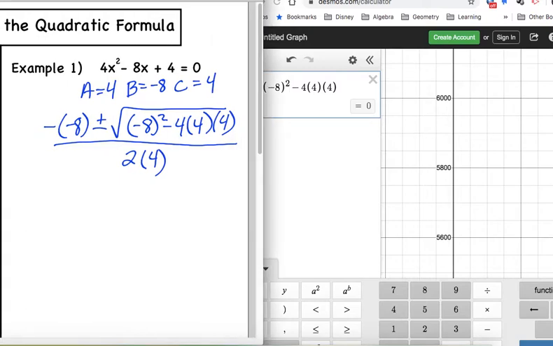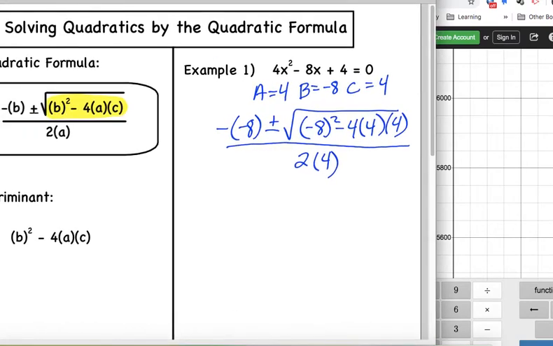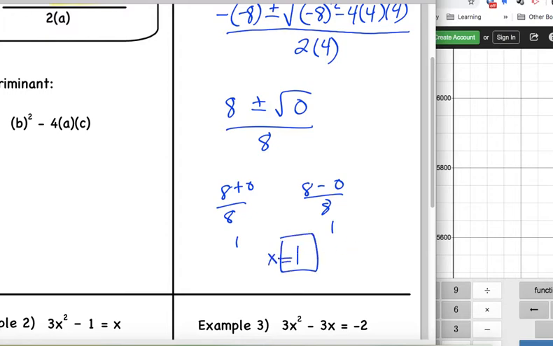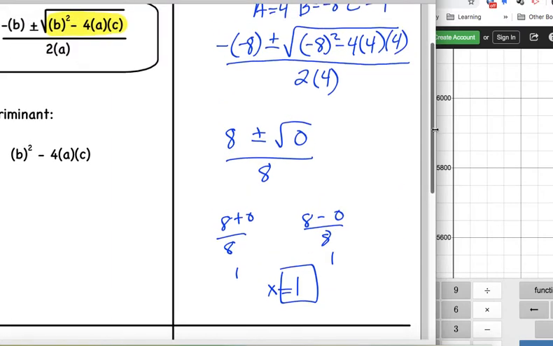So what this means is that over here, we're really looking at -8, that's +8, plus or minus the square root of 0 divided by 8. Well, the square root of 0 is just 0. So this is like saying 8 plus 0 over 8 and 8 minus 0 over 8. And so that's just going to be 8 over 8, which is 1. You get one answer. The answer is the number 1. So x equals 1. And that's our only solution. We have one real solution, and it is the number 1.